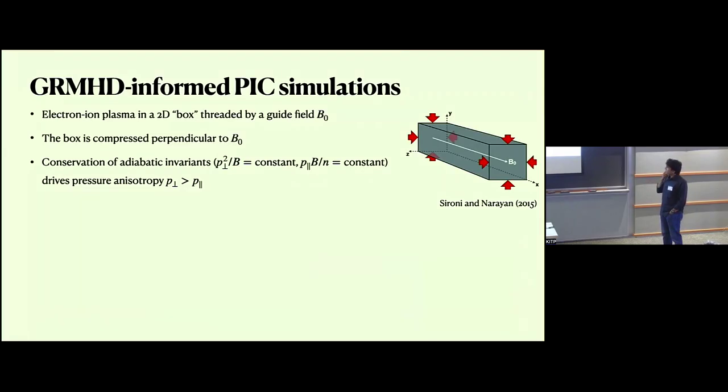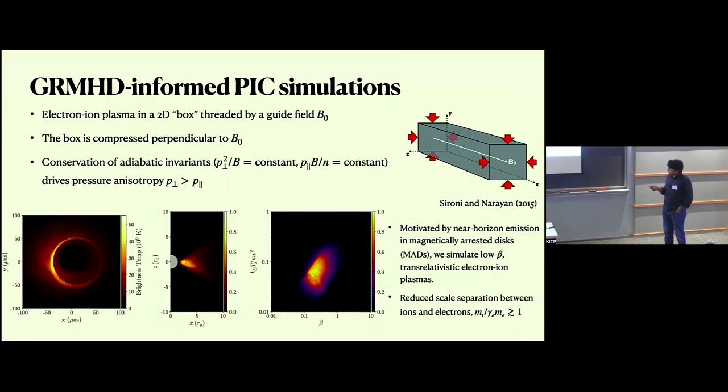These are local simulations where you have a 2D box with a guide field, and you compress the plasma in the directions perpendicular to it. So you drive the anisotropy, and in particular, you drive P perp over P parallel. One needs to pick the parameters for a plasma simulation, and that's where the GRMHD-informed part comes in. We take the image from our simulations and compute where the emission comes from. This is a black hole, and this is a poloidal slice. Using that information, we can compute the relevant plasma parameters for our simulation.